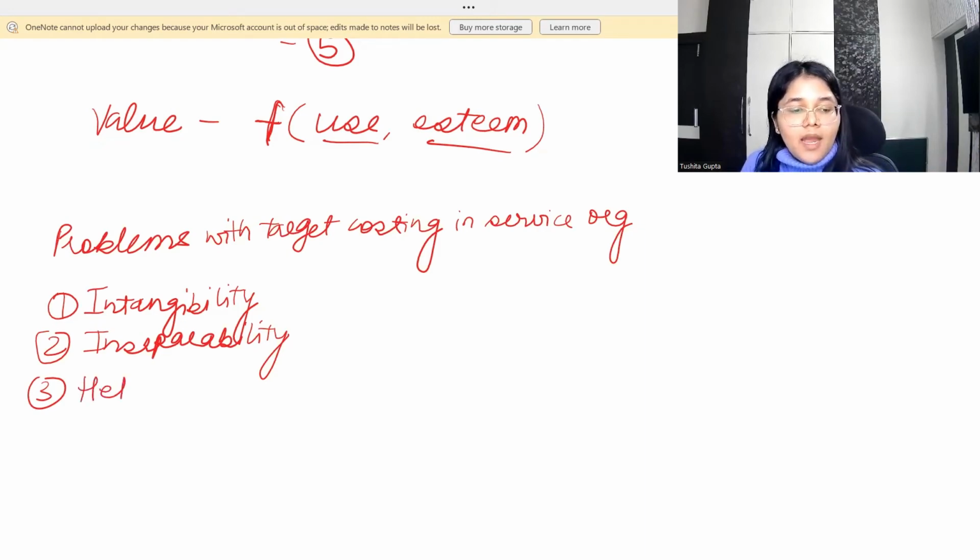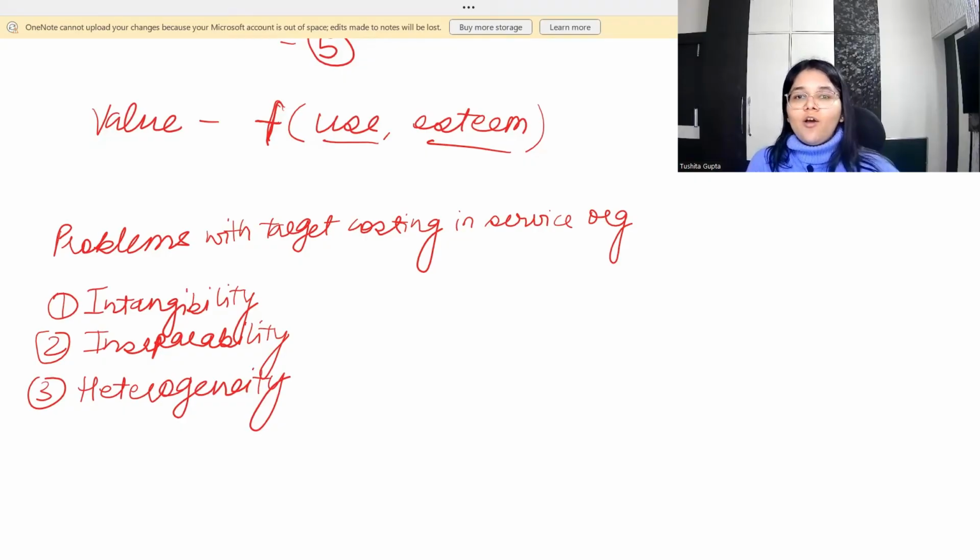Another problem is heterogeneity. This means that no two services that we provide will be the same. So perhaps if there's a salon that offers a pedicure, maybe some person has cleaner feet, so it might take less effort to clean their feet, but someone who has way dirtier feet will probably take a longer time to clean. So this is what we mean by heterogeneity. Even though the service is a pedicure, the degree of that service cannot be the same. It's not a good, it's a service, so it will differ from person to person.